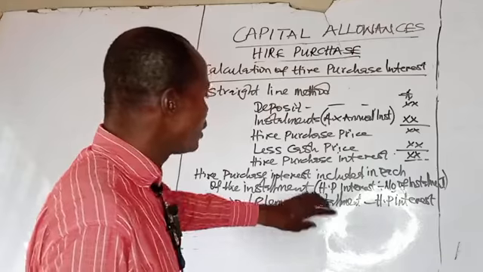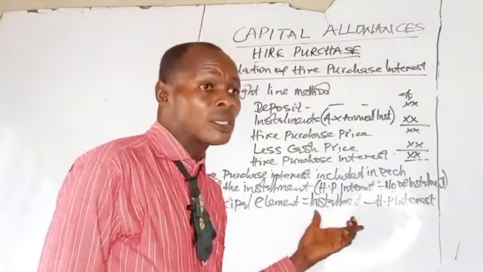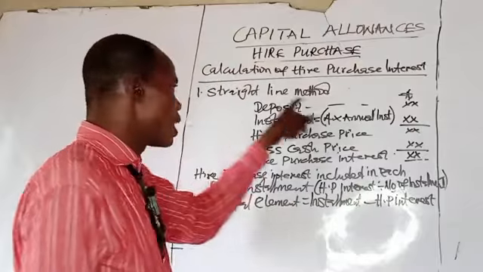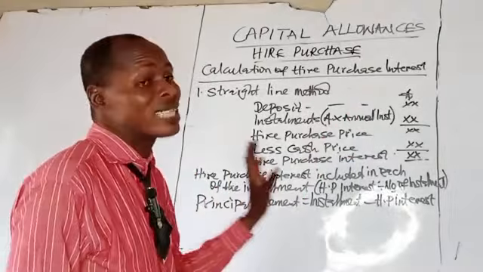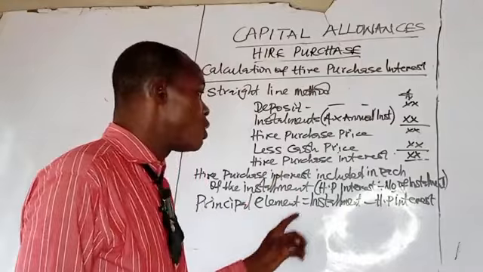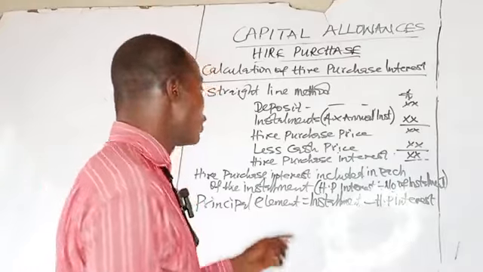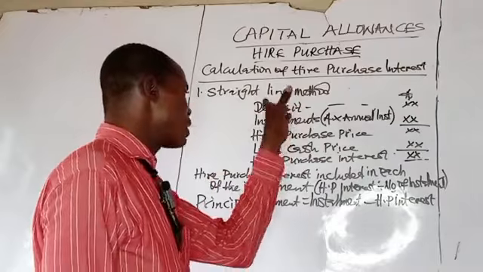This method is easier to use. And if the question is silent under exam condition, I will recommend the straight line method. You should use the straight line method. If the examiner is silent, if you are not being told whether to use the sum of the digits method or the arbitrary method, go ahead and use the straight line method.